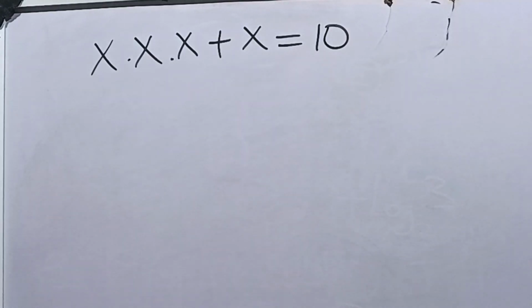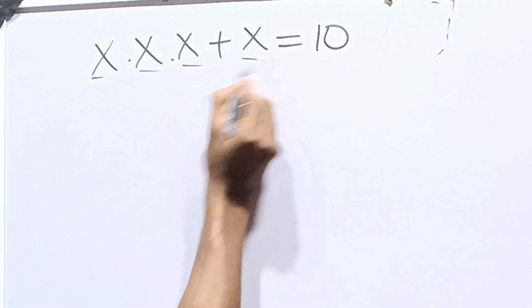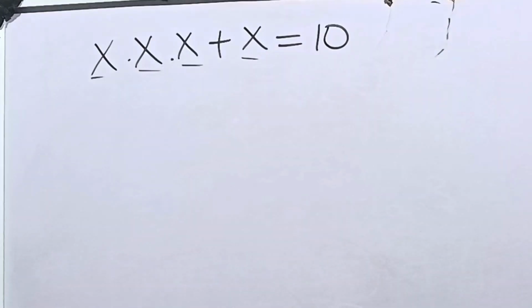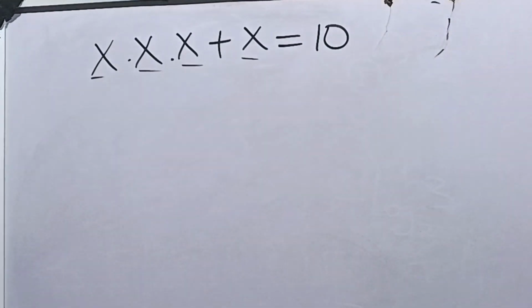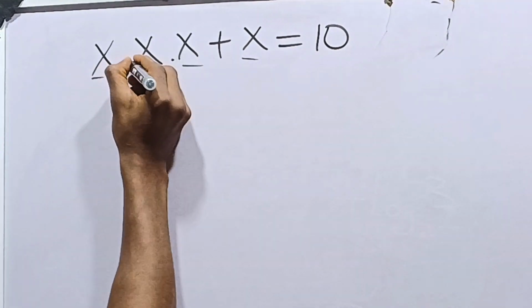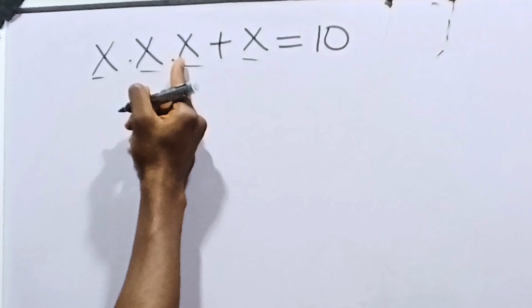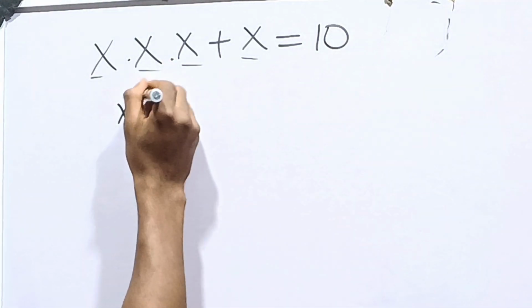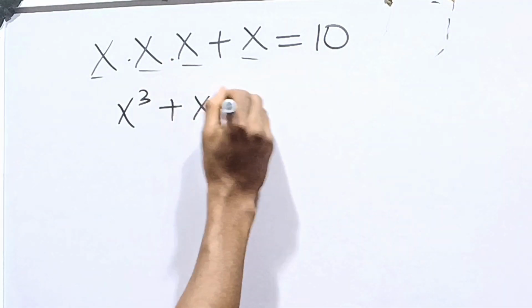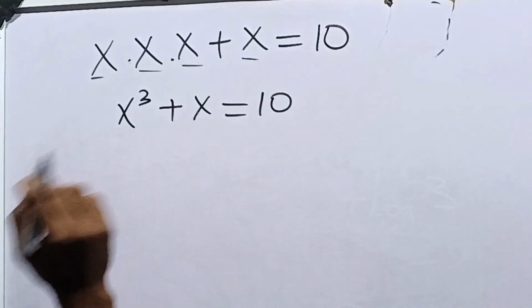Let's solve this together. It says x dot x dot x plus x is equal to 10. How do we solve for x in this question? Okay. Now, the first thing we can do here is to observe that this dot simply stands for multiplication. So we have x multiplied by x is x squared, multiplied by x is x cubed, plus x to be equal to 10. Alright, this is the question we actually have.